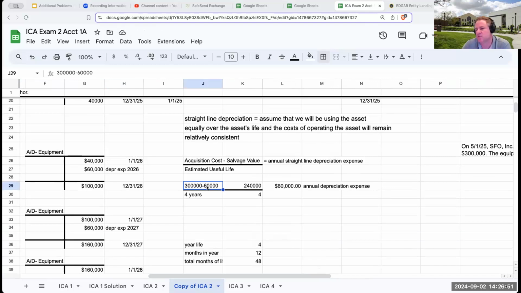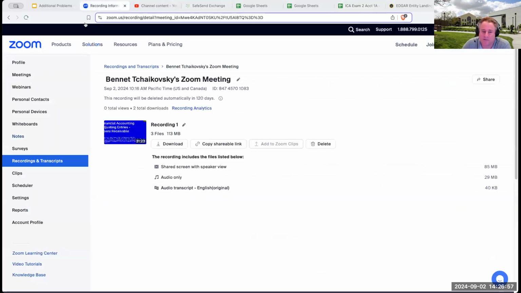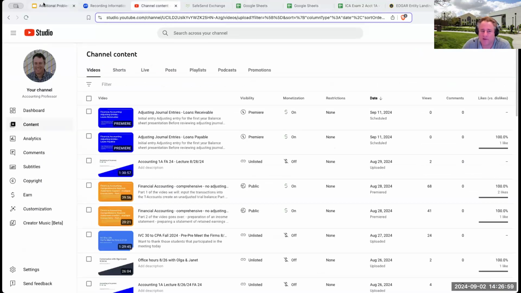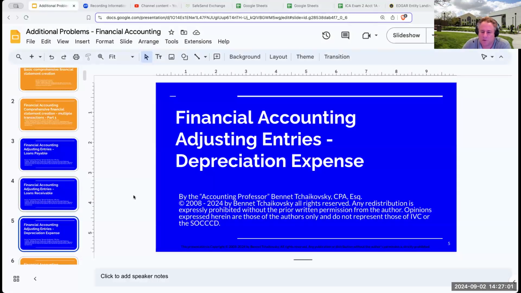So this is definitely one of the harder concepts when you're going through and learning about accounting. I would definitely say that this is one of the more challenging ones. But again, you're just getting introduced to this.